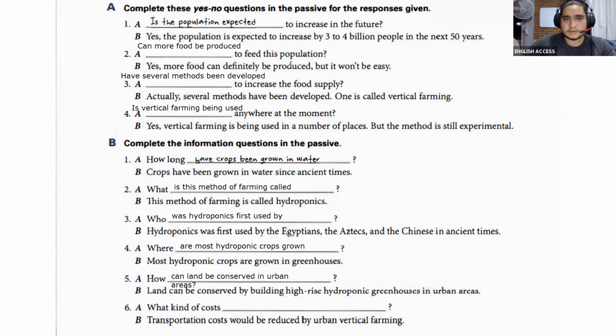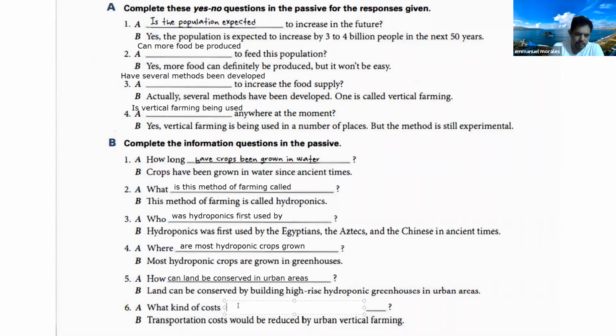How can land be conserved in urban areas? You see, it was easy. We just need to identify the components of the sentence, or in this case, of the question. And the last one, Emmanuel.